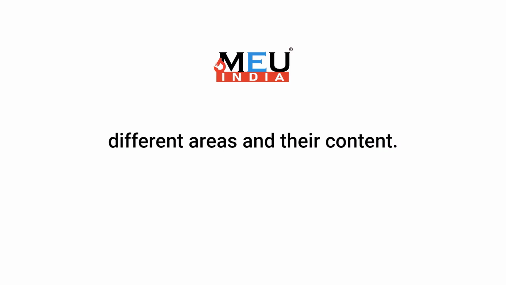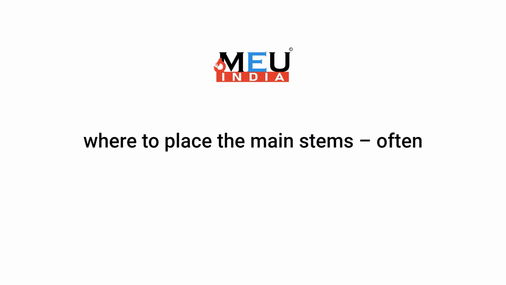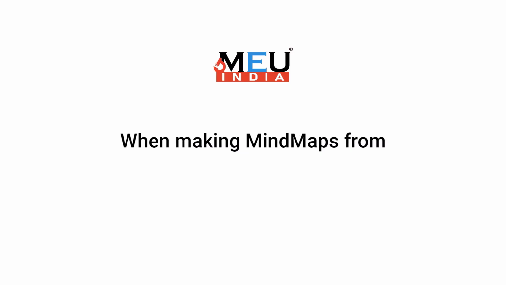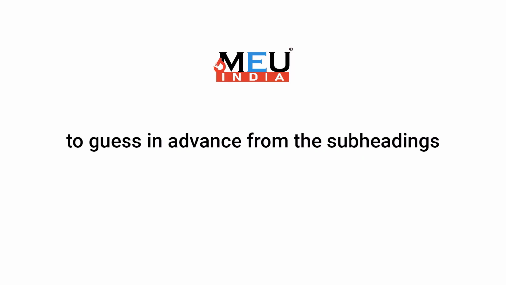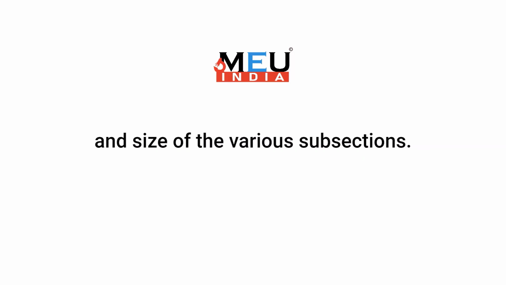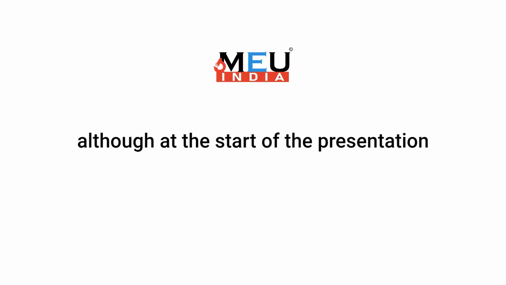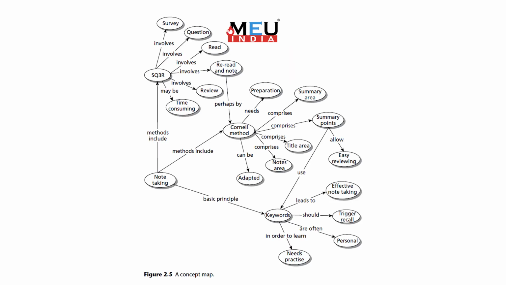areas and their content. The main challenge in making mind maps is that it is difficult to guess where to place the main stems. Often you will find that you didn't leave enough space for one or two of the sections. When making mind maps from books, the general structure is reasonable to guess in advance from the subheadings and size of the various subsections. In lectures, this is more tricky, although at the start of the presentation, the lecturer might well give some structure. Figure 2.5, a concept map.